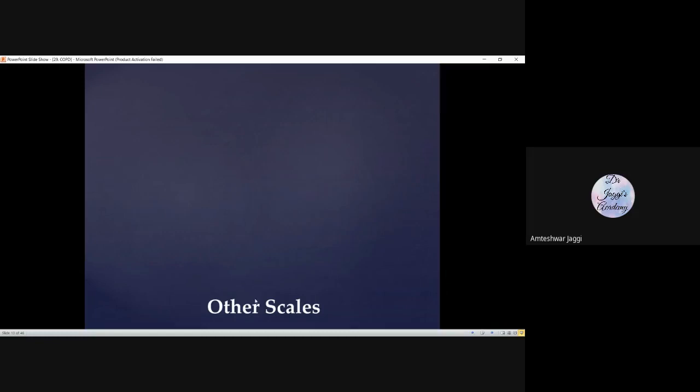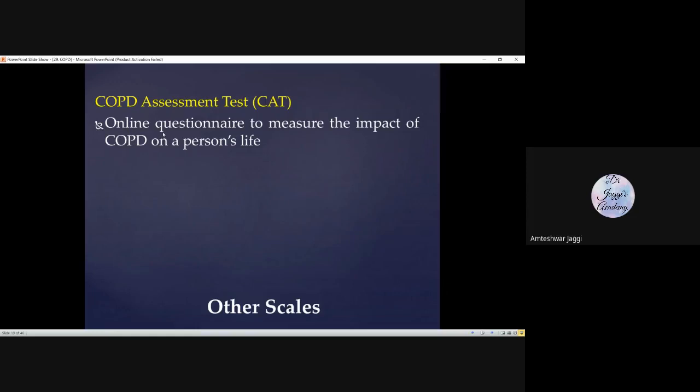Now, the other scales, you can just remember the names. Another scale is called CAT. What is that one? COPD Assessment Test, CAT. This is an online questionnaire. You will ask the COPD patient to fill in the form, and the major thing is, what is the effect of COPD on your personal life? So he will put some grades. Okay, he will settle that. So from this kind of test, you will get something that is called CAT, COPD Assessment Test.